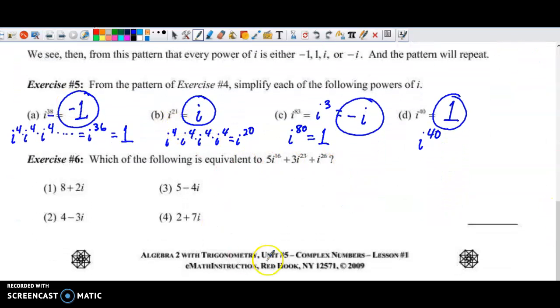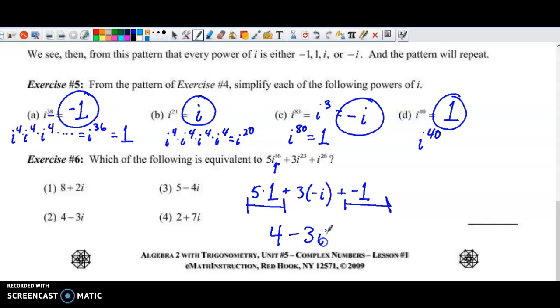And so you could work out some pretty difficult problems as long as you understand those rules, like i to the 16th power is equal to 1. So you're looking at 5 times 1. I to the 23rd power, well, i to the 20th is equal to 1, so this must be i to the 3rd, which is equal to negative i. And then i to the 26th power is equal to negative 1. And double check, see if what I'm saying is making sense to you. But what I see here is 5 plus negative 1 gives me 4. And then 3 times negative i is negative 3i.